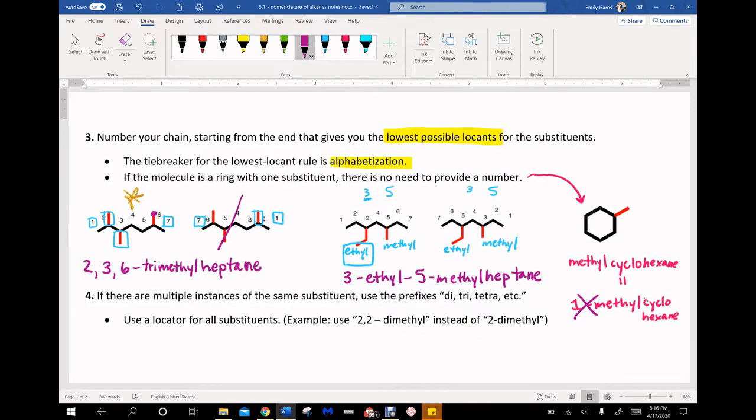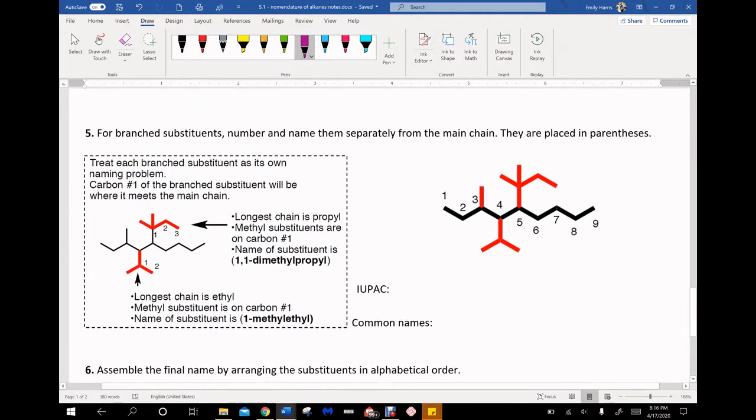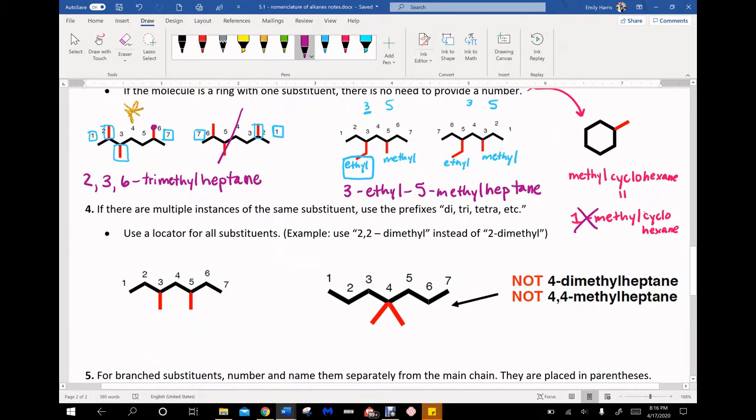All right, so now let's go on. We're getting close, guys. Let's see, 6 guidelines, so halfway there. Okay, so the 4th guideline: if there are multiple instances of the same substituent, then we'll use the prefixes di, tri, tetra, etc. It's important that we use some sort of number locator for all of the substituents. So for example, if you have 2 methyl groups on the second carbon, you'll need to list that number 2 twice, once for each of the groups.